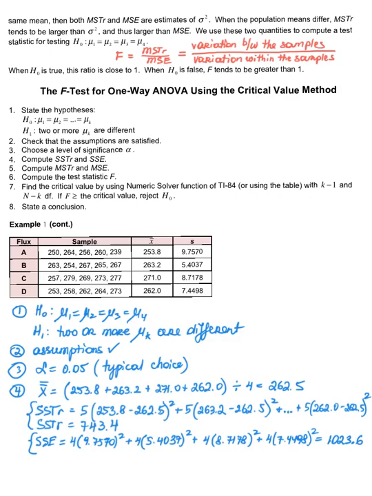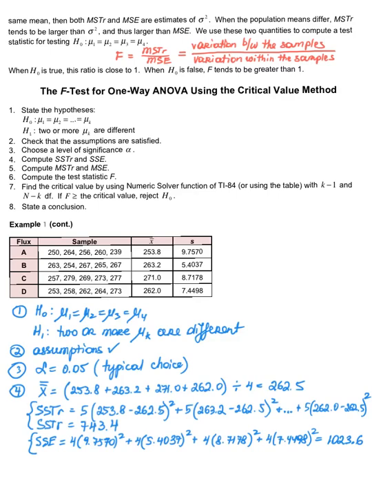We need to compute SSTR and SSE, and then by dividing each of these two quantities by their corresponding degrees of freedom, we will compute MSTR and MSE. Once we know MSTR and MSE, we use the idea presented above to get the F statistic. Then we need to find the critical value using the numeric solver function of the TI-84 calculator with k-1 and n-k degrees of freedom. If test statistic F is greater than or equal to the critical value, we reject the null hypothesis and state the conclusion using the context of the story.